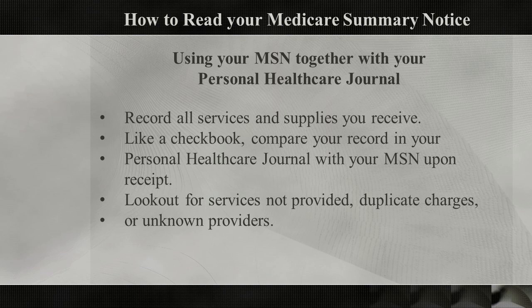Then, when you receive your Medicare Summary Notice in the mail, you can compare the information in the notice to what you have recorded in your journal. Some important things you want to be on the lookout for are charges for services that you did not receive, duplicate charges, or services that were ordered by a provider you don't know. You should be able to identify these discrepancies by comparing your Medicare Summary Notice and what you recorded in your personal health care journal. If you notice any of these mistakes, contact the provider to report the discrepancy. If that does not work, call the Pennsylvania Senior Medicare Patrol or Apprise or Medicare for free confidential help.